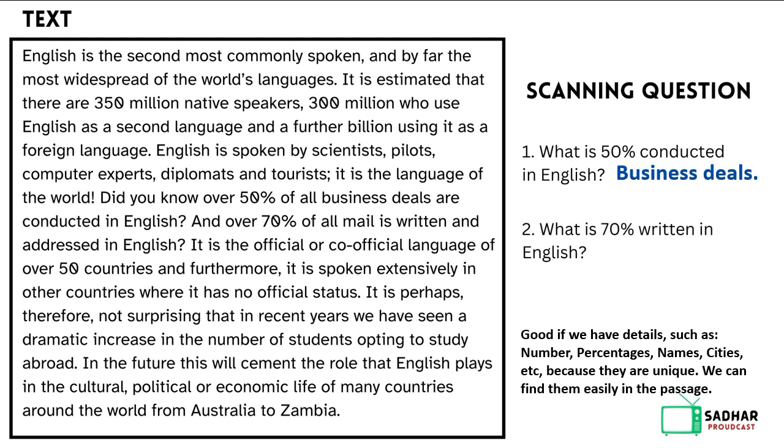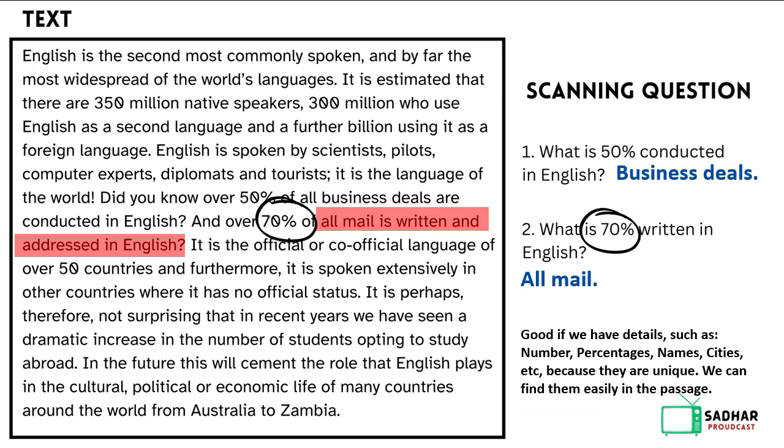What about the next example, number 2? What is 70% written in English? There is another number or percentage, which is 70%. And then we can find it again in the passage, 70%. And then we can read the sentence. All mail is written and addressed in English. So the answer is all mail. That's it. So it's quite easy, isn't it?